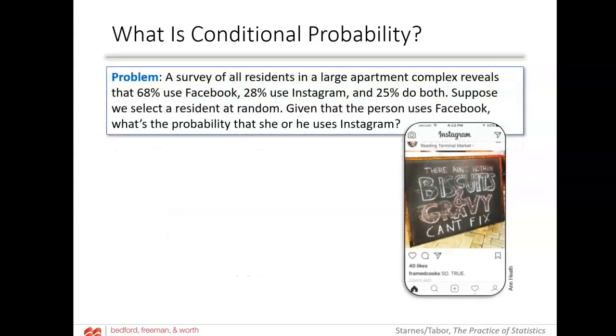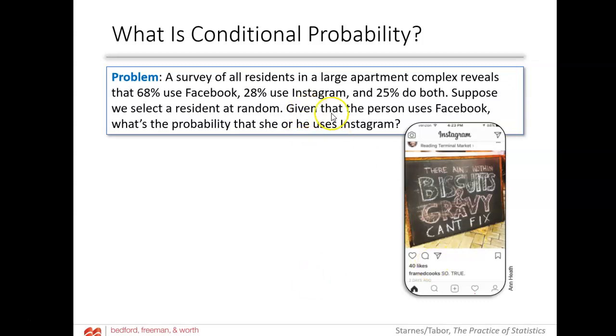All right. Oh, that's cute. A survey of all residents in a large apartment. Oh, we've seen this problem before, right? I think we've determined the elderly apartment complex because nobody uses Facebook if you're young, I've heard. All right, 68% use Facebook, 28% use Instagram, and 25% use both. So suppose we select a random resident at random. Given that the person uses Facebook, what's the probability that he or she uses Instagram?